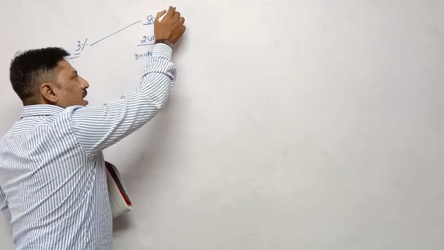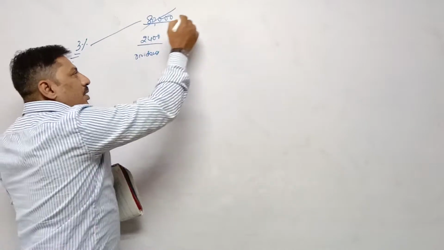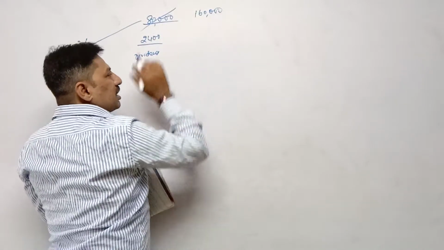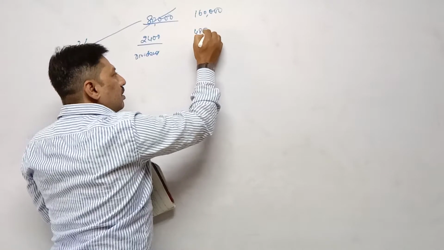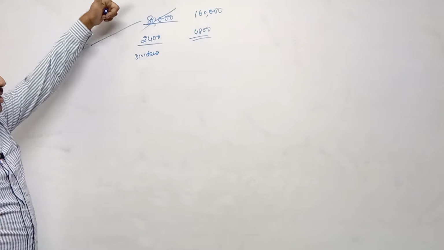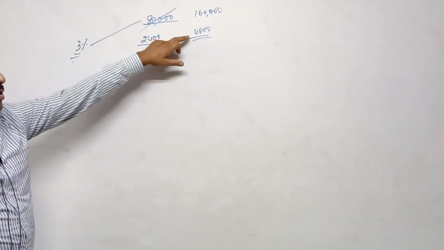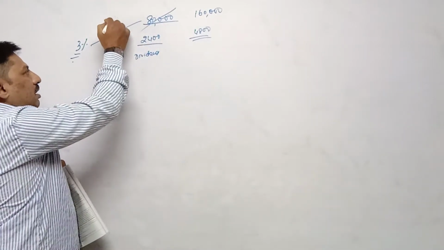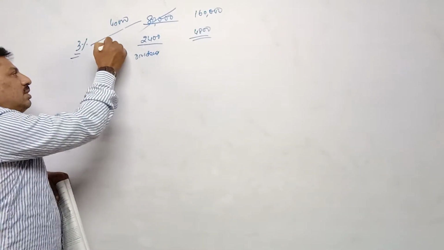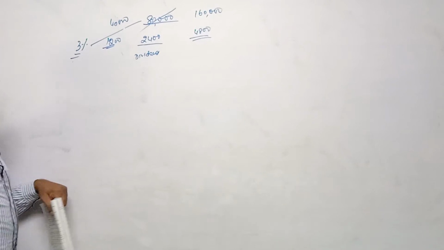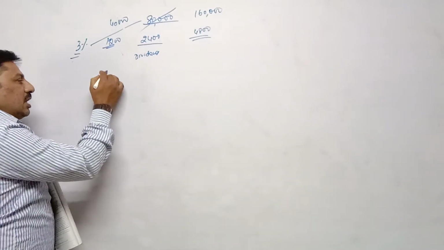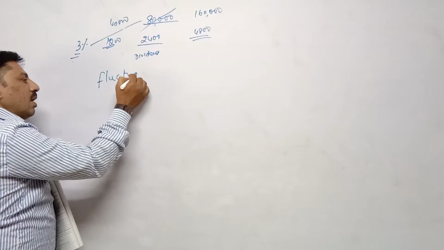And if the company has earned 1,60,000 instead of 80,000, then 3% of 1,60,000 means 4,800. So if the company is earning more profit, our dividend is also more. If the company has earned, suppose, 40,000 rupees, 3% of 40,000 is 1,200. So here our dividend will reduce. So our dividend may fluctuate. It depends upon the profit earned by the company.